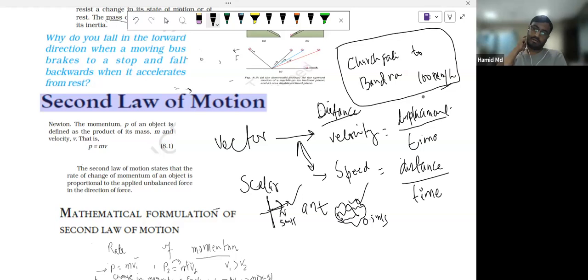So see, in this example, we have magnitude 100 kilometer per hour, and direction as well. If any quantity has magnitude and direction, then it is a vector quantity, right? Yes, sir. So now tell me speed or velocity. Velocity. Is it clear? Yes, sir. Okay.